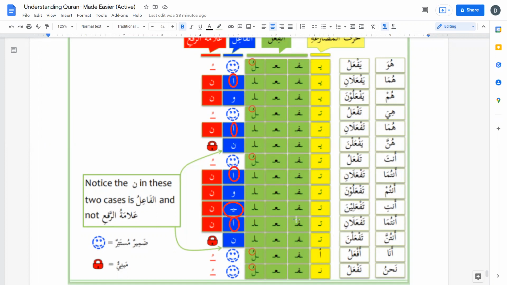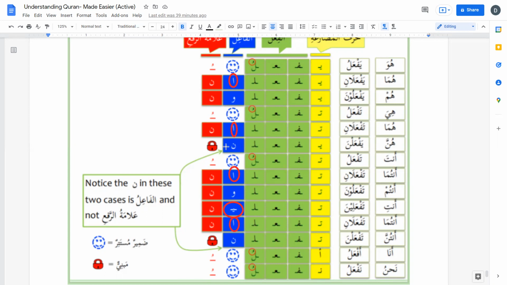Alif as doer. And wa yaf'alu, hiya taf'alu, anta taf'alu, ana af'alu, nahnu naf'alu, they have hidden doer. And now we are left with only 2 types. What are they?